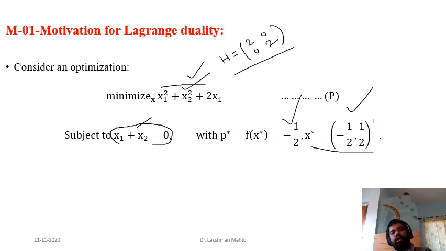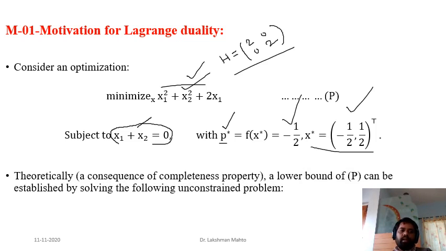So this is the optimal point, and this value is the optimal value. Generally the optimal value of a given primal problem we denote by P star. That is the reserved notation for the optimal value of the primal problem. Now, theoretically, we don't want to directly solve this problem. Right now this primal problem looks very easy, and we can get a solution easily. But in general, the primal problem happens to be difficult in nature. So we will try to take a few concepts from the completeness property of real numbers.